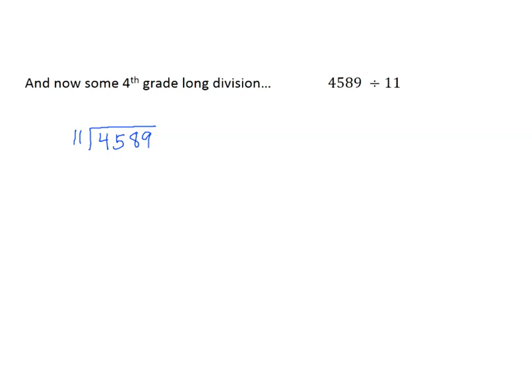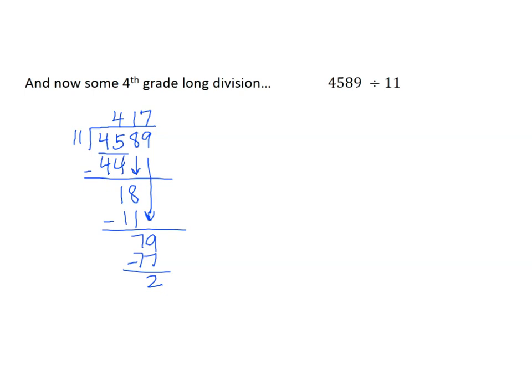And you would start by looking at how many times 11 goes into 45. That goes in 4 times. 11 times 4 is 44. You would subtract, bring down the next number. 11 into 18 goes 1 time. 11 times 1 is 11. Subtract, bring down that next number. 11 into 79 goes 7 times. 11 times 7 is 77. And then you would write something like remainder 2.